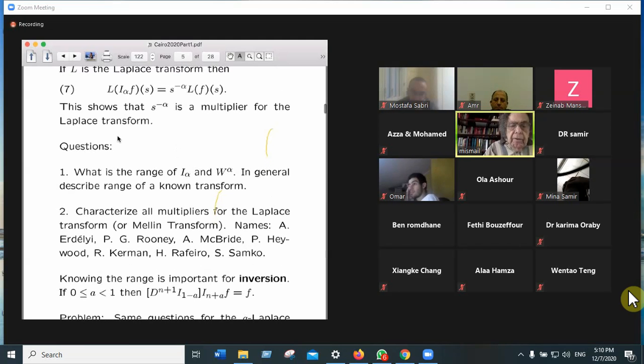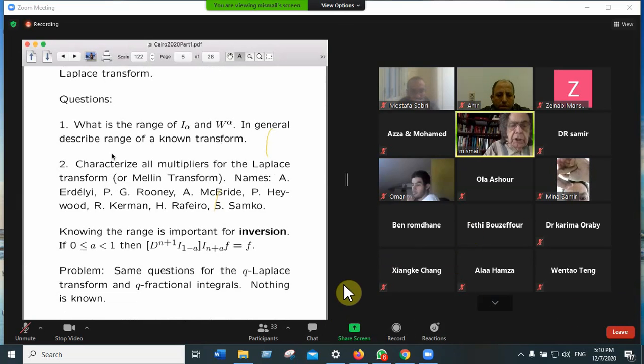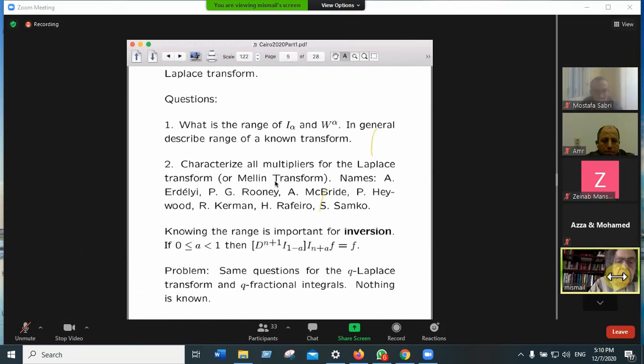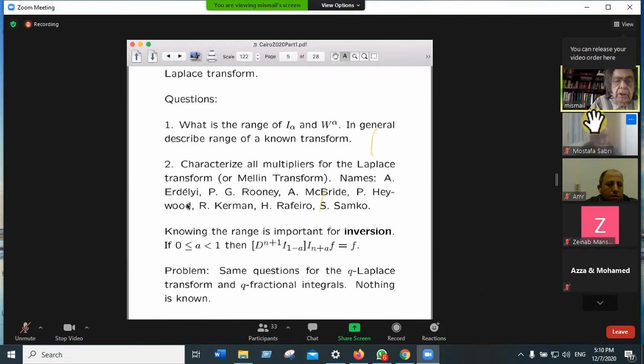And the mathematical questions associated with this are, what is the range of these fractional integral operators? And in general, if I have a transform, how can I describe the range of it? The next question is to characterize all multipliers for such transforms, so for Laplace or Mellin transform, etc. Now, many people worked on this from the 1950s till the 1990s. These are just some names. And there is a lot of work on describing the ranges, describing the multipliers, etc.